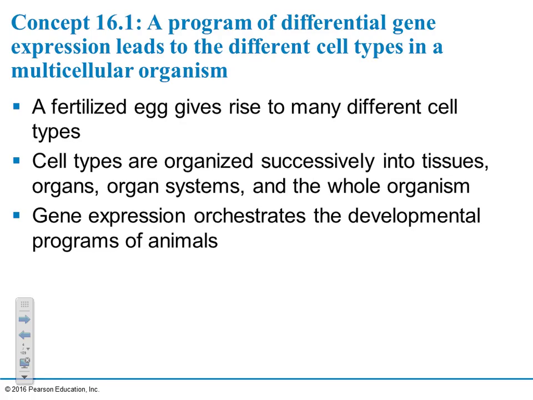So a program of differential gene expression leads to the different cell types. You're going to get a fertilized egg, but even though all the cells have the same DNA, they're not going to be expressed in the same way. The cells in the brain are going to make brain tissue. The cells in the muscles are going to make muscular tissue, completely different. So it depends on location and what those locations end up being, cells to tissues to organs, organ systems, etc.